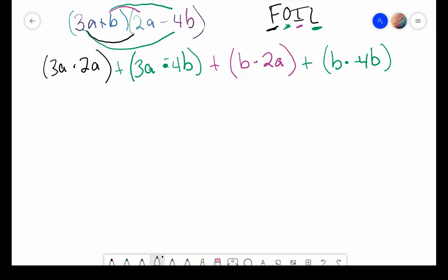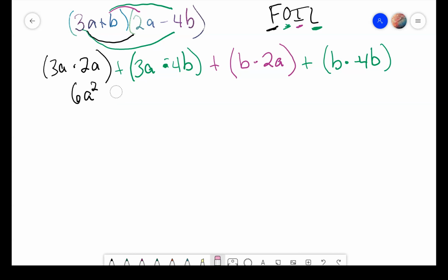And now I'm going to go take care of everything that's in parentheses. So 3a times 2a is 6a squared. 3a times negative 4b, which is where I almost made my mistake and said 3a minus, but 3a times negative 4b is negative 12ab.